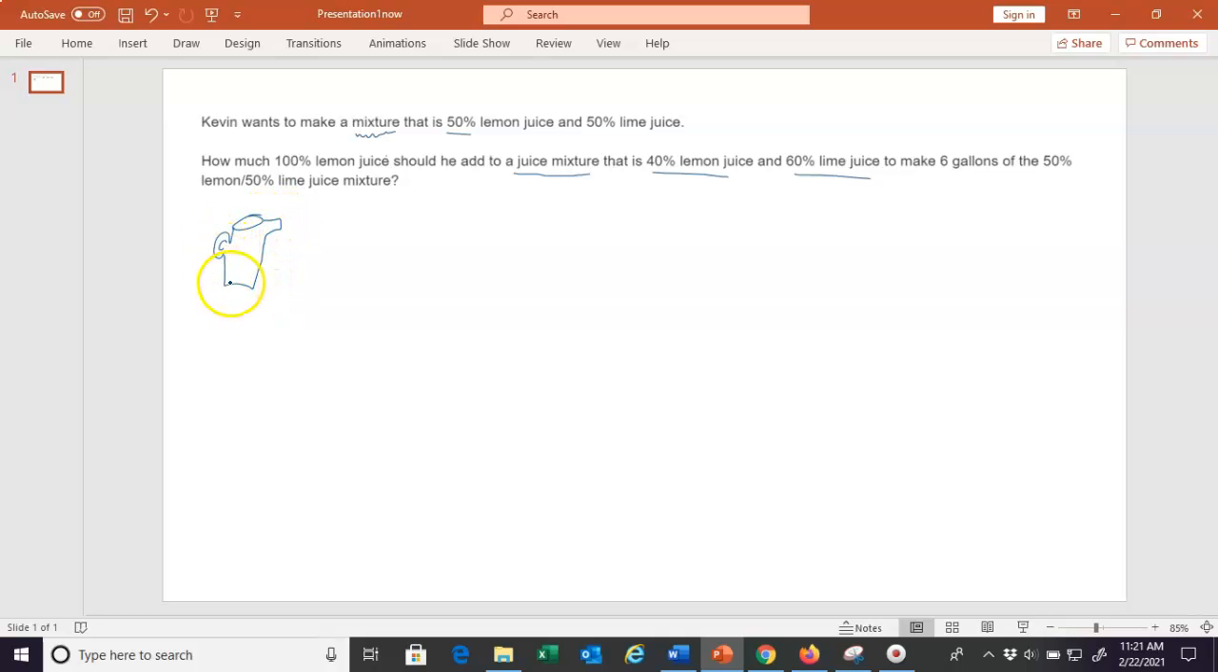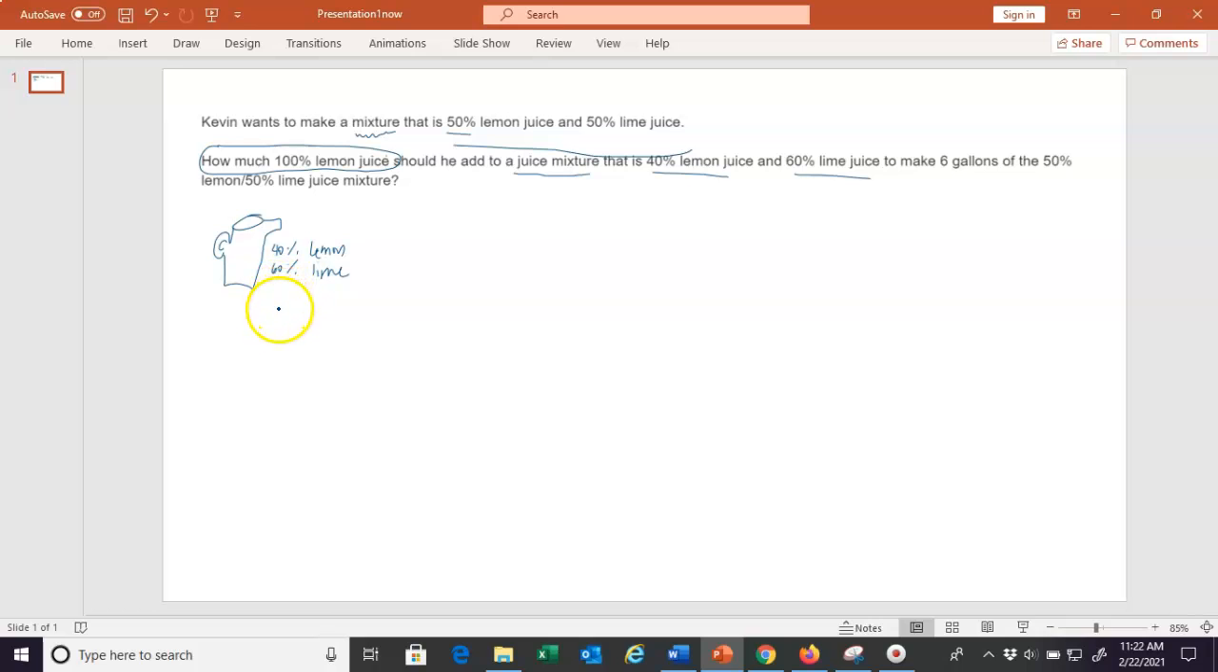Here's a picture, a pitcher, and he already has this pitcher, and it has 40% lemon juice and 60% lime juice in it already. So he's got this existing pitcher, and he wants to make it 50% lemon and 50% lime. So he wants to adjust these ratios. You can see how the lemon is already less, right? It's at 40%. So he's wondering, how much more lemon juice do I need to add in order for this mixture to be more balanced, to be 50-50?